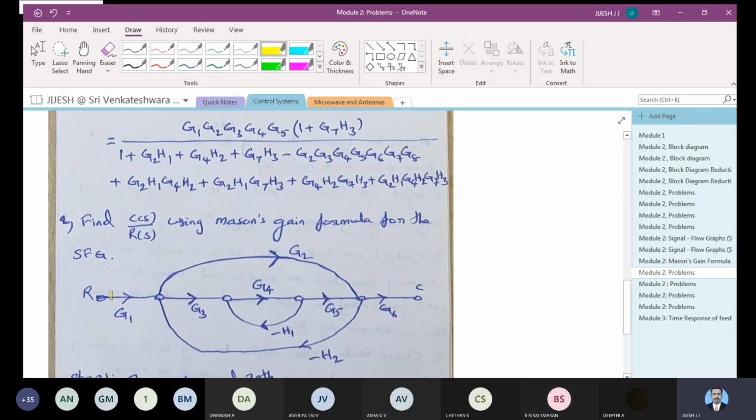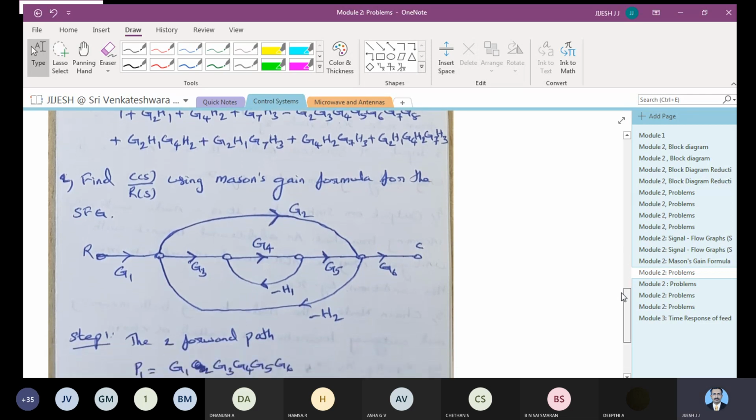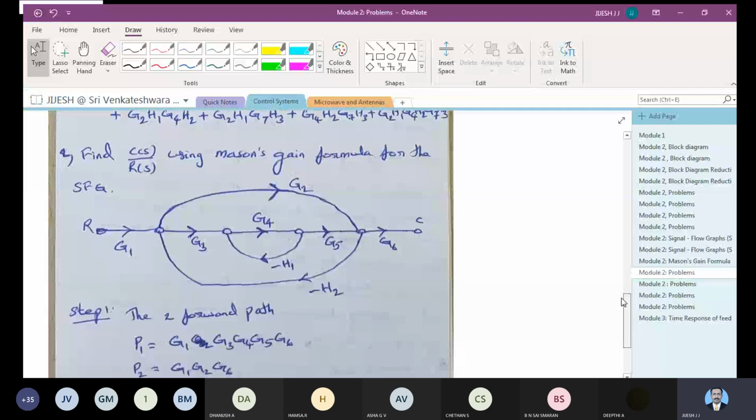I am going to mark as and when you say it. G1, G3, G4, G5, and G6. Okay. One more: G1, G2, G6. Okay. Two forward paths. So let us solve it. So two forward paths, P1 and P2.